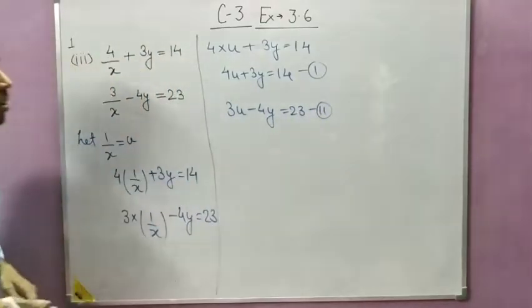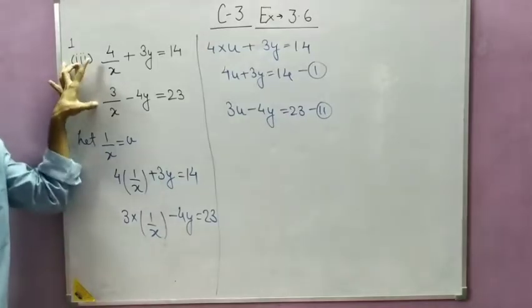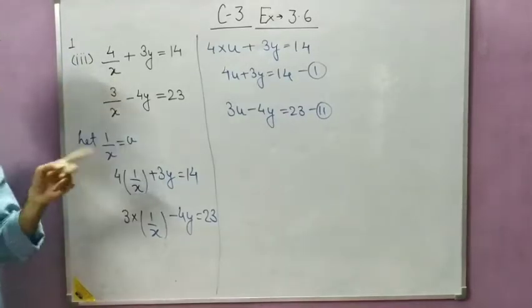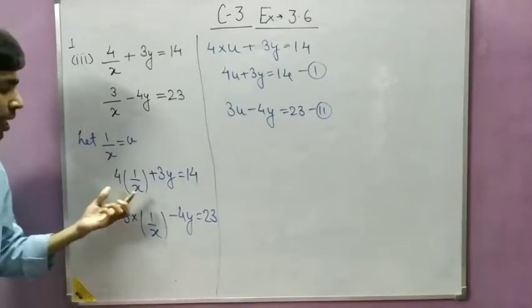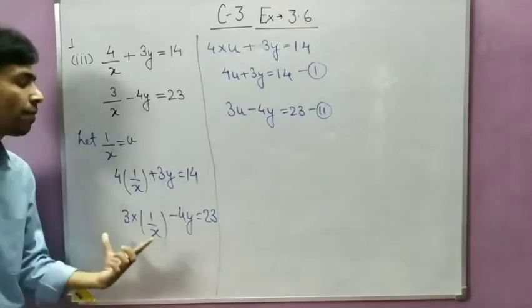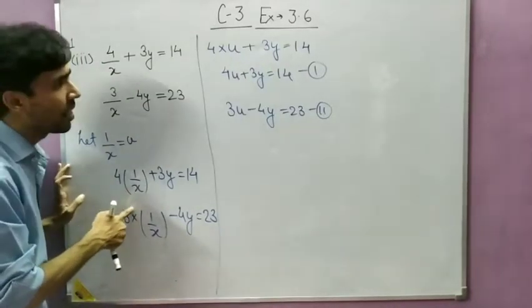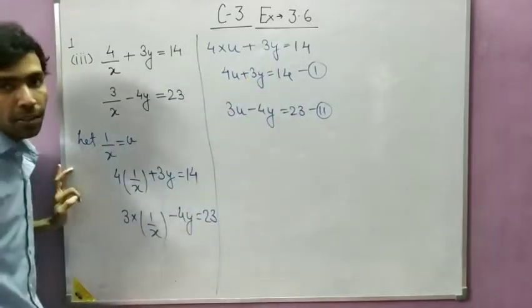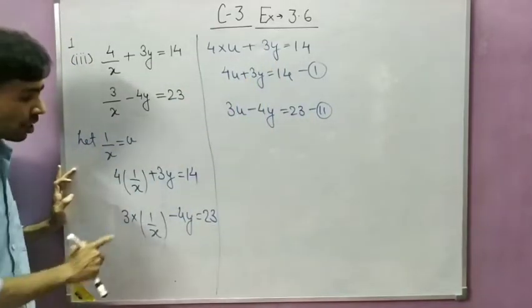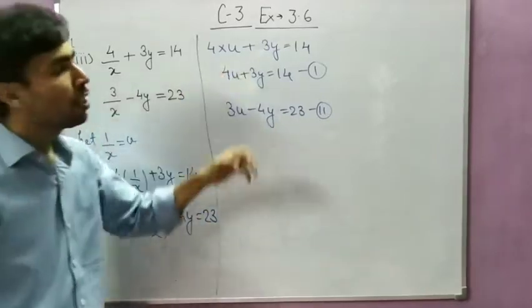See what we have done: two equations were given, and because x is in the denominator, I have assumed let 1 by x equal to u. The same thing I have done for equation 1 and for equation 2. In place of 1 by x I can put u, so 4u plus 3y equal to 14 will be there. Similarly for the second equation, 3u minus 4y equal to 23. Now you have to solve these two equations.